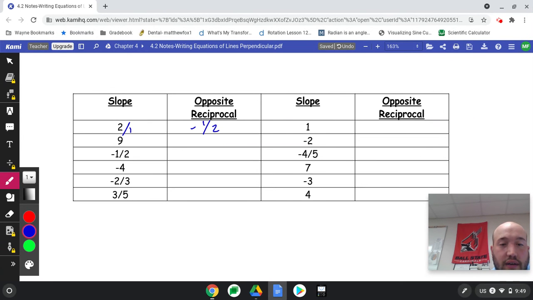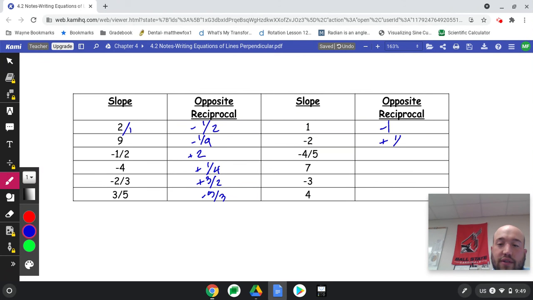Opposite of 9 is negative, reciprocal 1/9. Positive, and 1 over 2 becomes 2. Negative 4, the opposite reciprocal would be positive 1/4. Opposite of negative 2/3 would be positive 3 over 2. Negative 5/3 becomes positive 3/5. 1 is probably the most difficult. It's just going to be negative 1. The reciprocal of 1 is still 1.